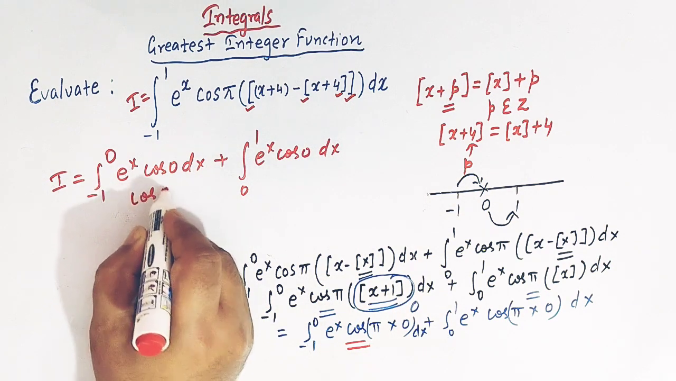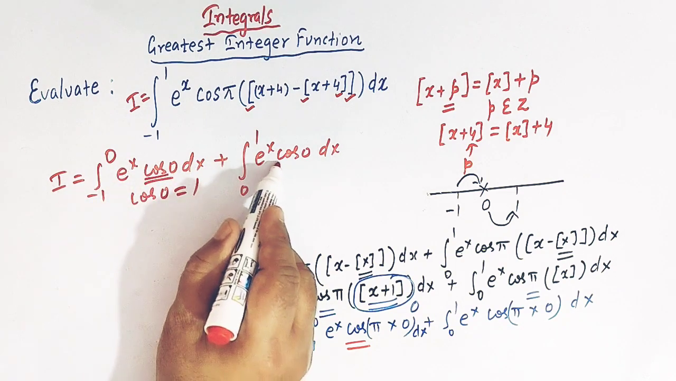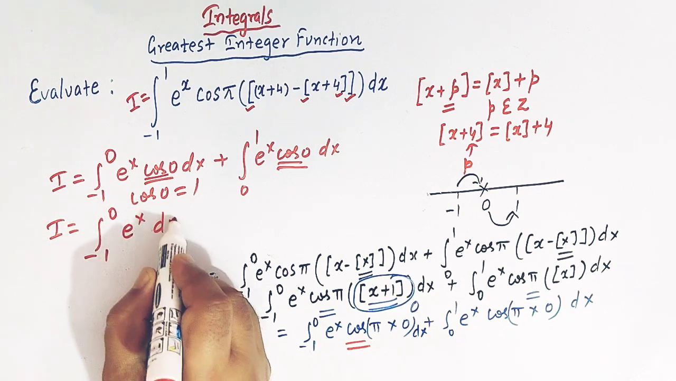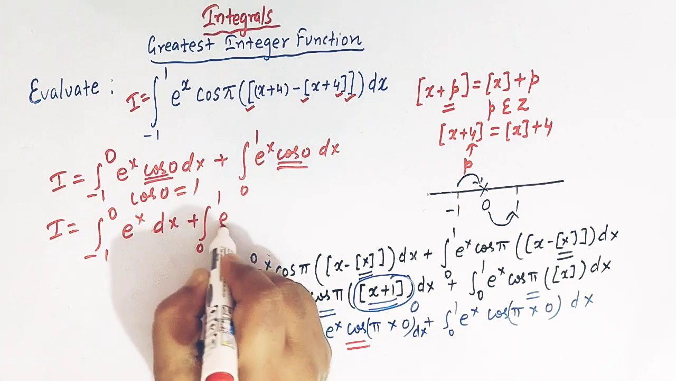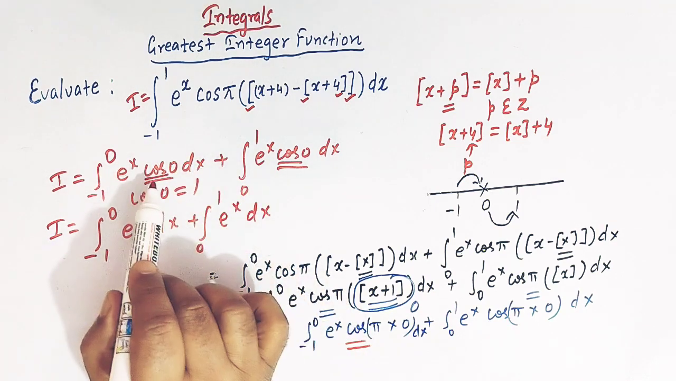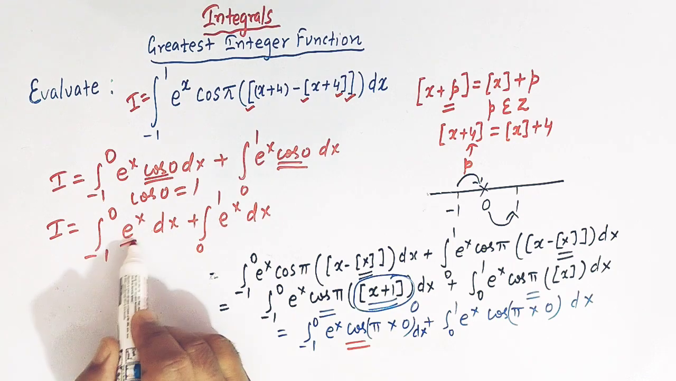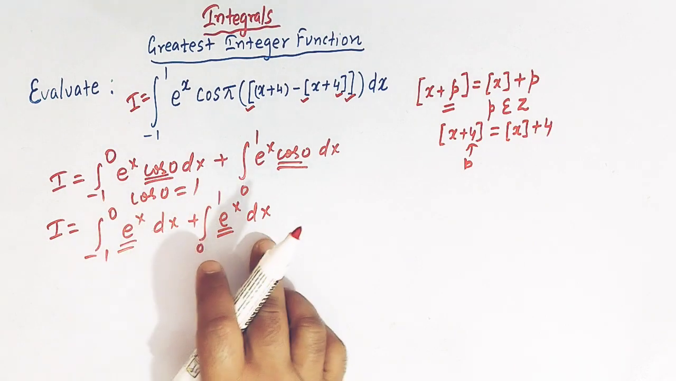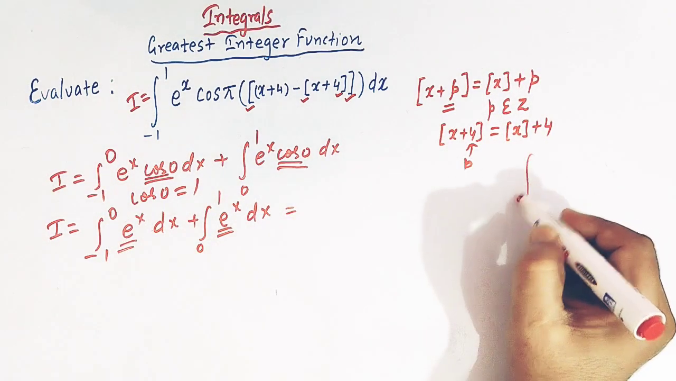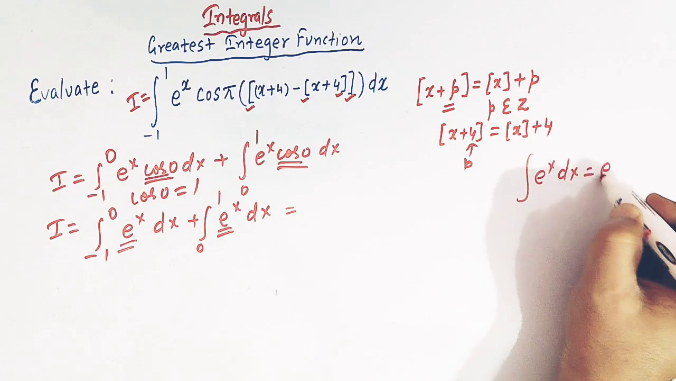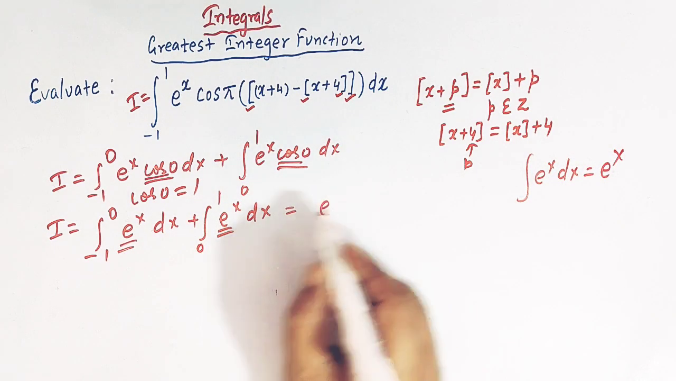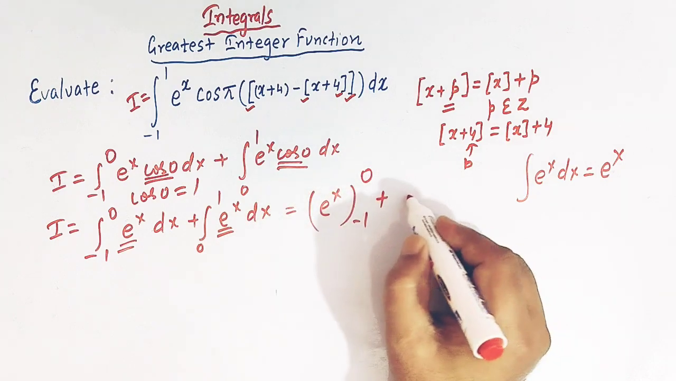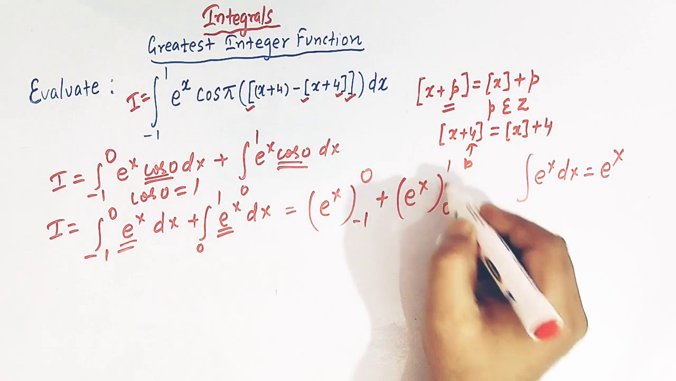And we know that cos of 0 is 1, so this is 1, this is also 1. So I is -1 to 0 e raised to x dx plus 0 to 1 e raised to x dx, right? So here we have 1, here we have 1, so we have simply e raised to x, e raised to x. So now we have two simple integrals. The integral of e raised to x dx is simply e raised to x, right? So in the first case we have e raised to x, limits are from -1 to 0. Here also we have e raised to x, limits are from 0 to 1, right?